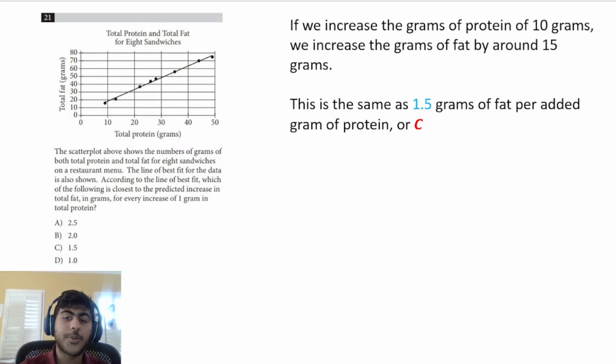And we see that if you increase the grams of protein by around 10 grams, so one measure of the total protein on the x-axis, we increase grams of fat by around 15 grams, which is the same as 1.5 grams of fat per added gram of protein, or answer choice C.